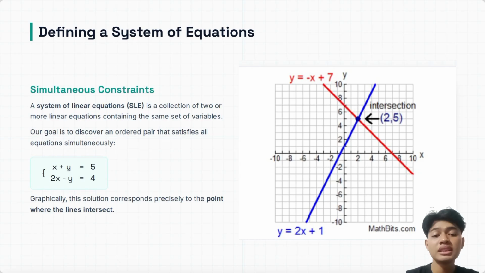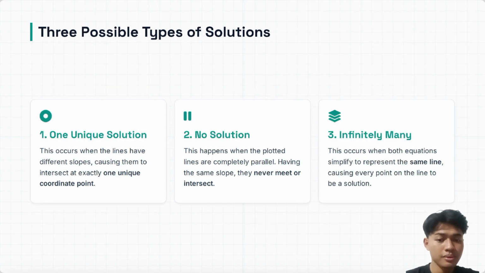There are three possible types of solutions. The first is one unique solution. This happens when the two lines intersect at exactly one point. The second is no solution. This occurs when the two lines are parallel and never meet. The third is infinitely many solutions. This happens when the two equations represent the same line, so every point on the line satisfies both equations.